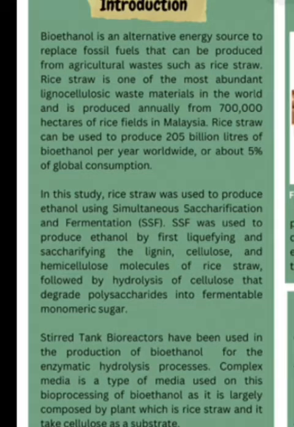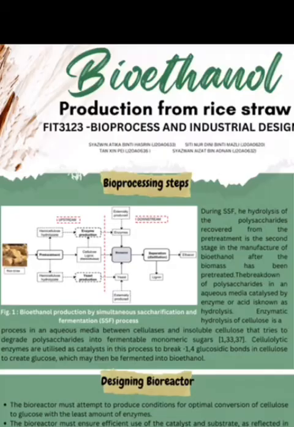Complex media is a type of media used in this processing of bioethanol, as it is largely composed of plant material, which is rice straw, and it takes cellulose as a substrate. During the SSF process, the hydrolysis of the polysaccharides recovered from the pretreatment is the second stage in the manufacture of bioethanol after the biomass has been pretreated. The breakdown of polysaccharides in an aqueous media catalyzed by enzyme or acid is known as hydrolysis.